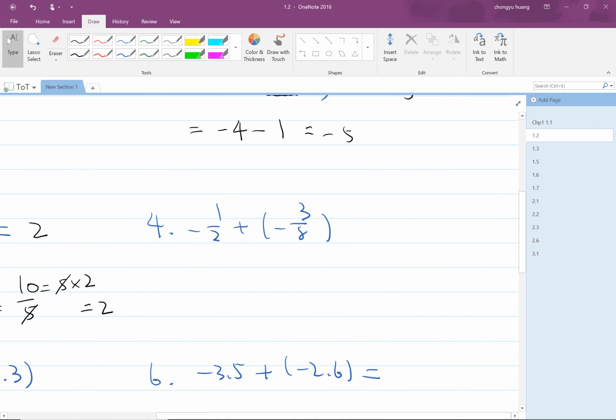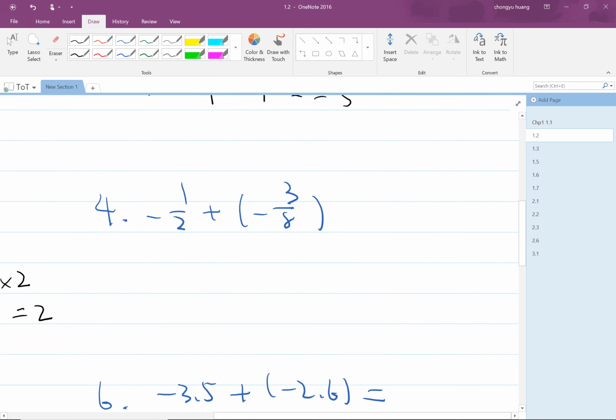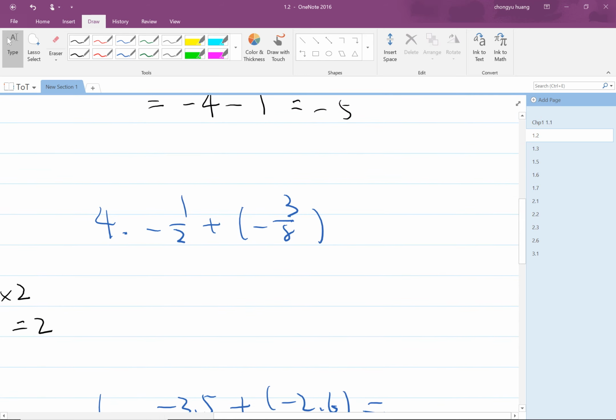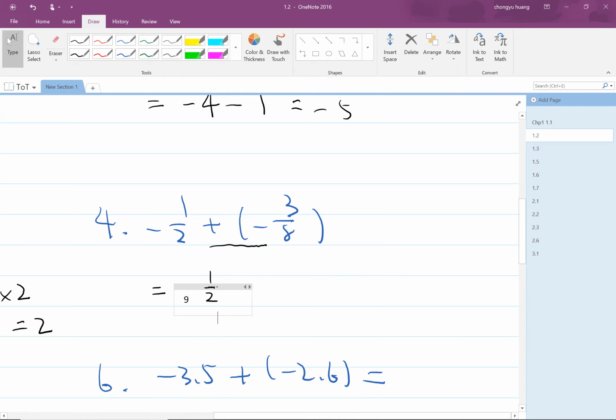And then on question 4, things get a little bit complicated. Before we do this, we have to put this out. Over here we got negative 1 over 2, and then this part is just going to be negative 3 over 8, because plus and minus. So it's going to be negative, right?